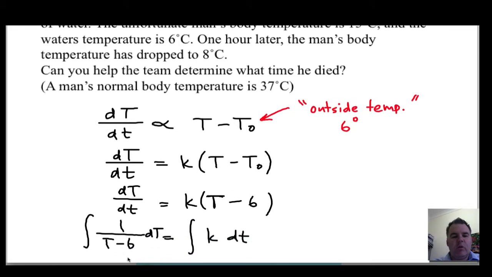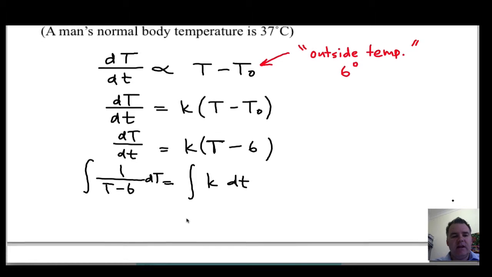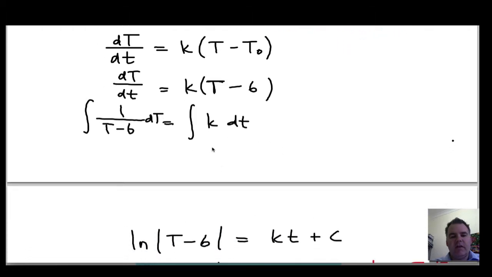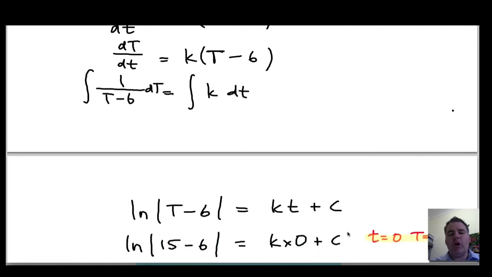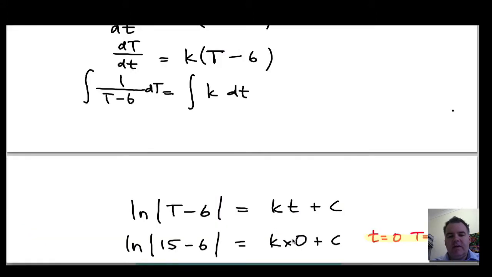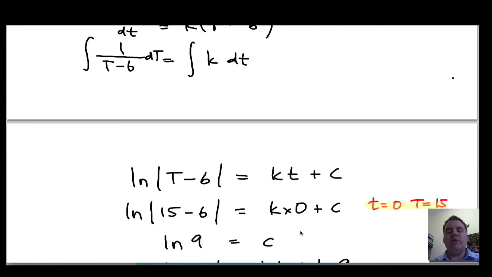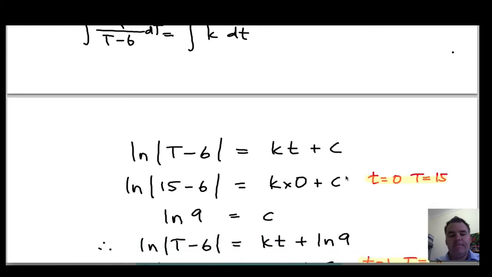So I'm going to solve this differential equation now. We have to separate the variables, so we take the T minus 6 over to this side, put the dt over this side and integrate. On the left-hand side, this is going to be ln, so ln T minus 6. On the right-hand side, the integral of k with respect to t is kt plus c. Okay, what do we know? We know that when we found the body, and I'm saying 4 p.m. is t equals 0, the temperature of the body was 15, so I'm going to substitute that in. Little t equals 0, and big T, the temperature, equals 15. That gives us ln 9 is equal to c. So now we know the value of that constant of integration.